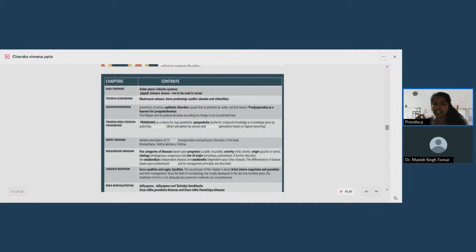Krimi is one of the areas where maximum questions can be asked, like which is the Purishaja Krimi, which is the Malaja Krimi, which is the Kaphaja Krimi, like that the questions will be asked. So in the Vyadita Rupiya chapter, it is explained regarding the Krimi also.